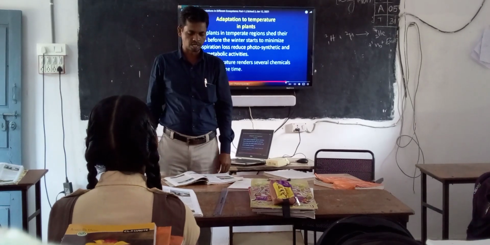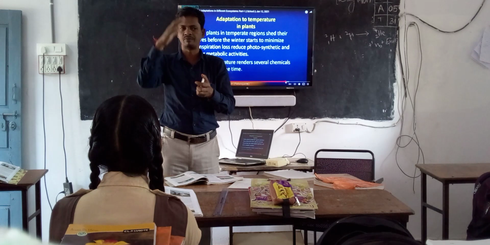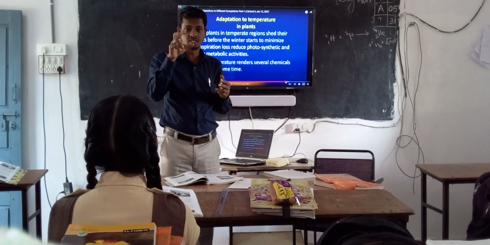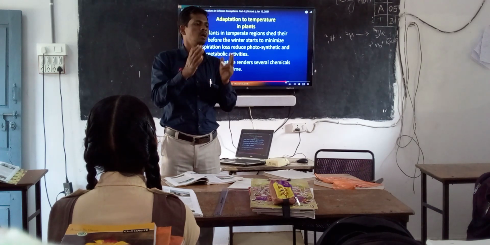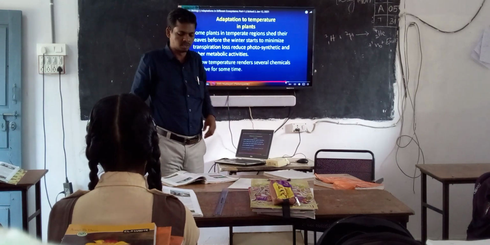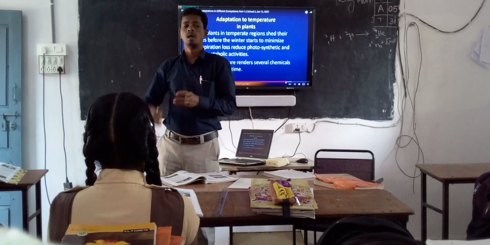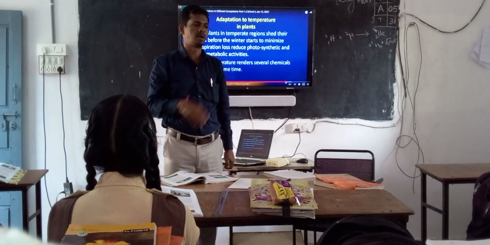Plants. According to their living places, dwelling places, they have different types of adaptations. Adaptation here means adjustable properties in their bodies. According to these adjustable properties, they are living in various types of places. Today we are going to discuss other examples of adaptations. Not only plants, but various types of animals on the earth also have various types of adaptations.